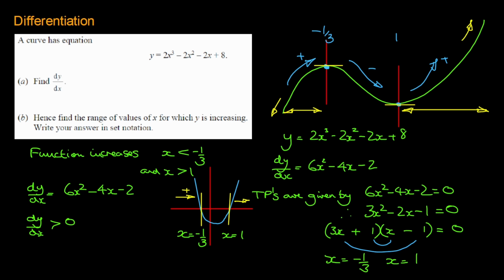So officially they want the answer in set notation, which will look like this: x less than negative a third union with x greater than 1. And that is your answer.